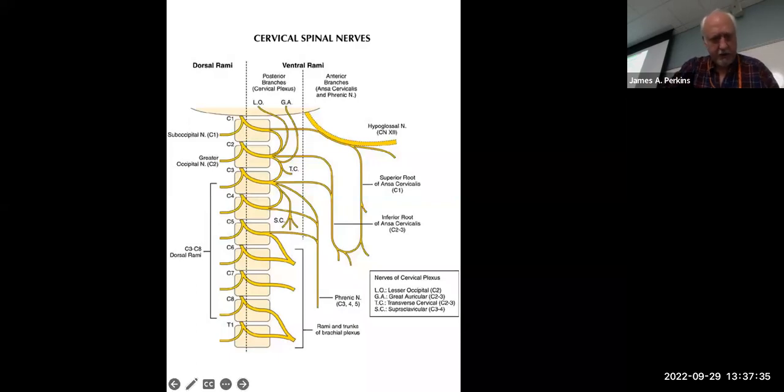And then there is another little label on here with a bracket just showing that after that, you start getting into the brachial plexus. Right? You start getting into C5, C6 forming superior trunk, C7 forming middle trunk, C8, T1 forming inferior trunk. So there's a little bracket here just identifying the trunks of the brachial plexus.